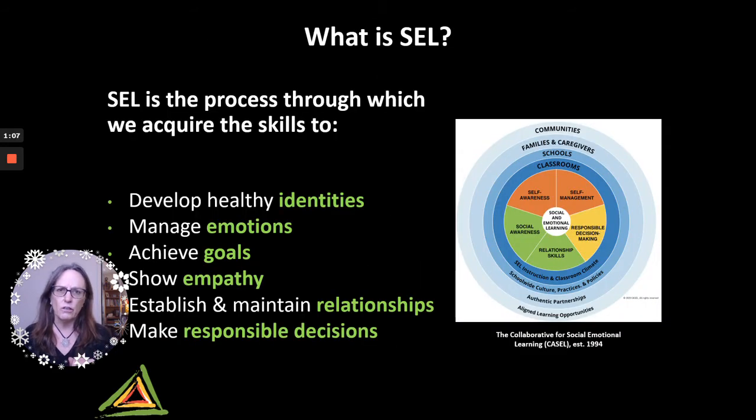What is social emotional learning? This definition comes from the Collaborative for Social Emotional Learning, also known as CASEL, which was established in 1994. SEL is the process through which we acquire the skills to develop healthy identities, manage our emotions, achieve our goals, show empathy for others, establish and maintain relationships, and make responsible decisions. SEL is the process through which we acquire these skills, and it occurs in the classrooms, in our schools, with our families and caregivers, and in our communities.